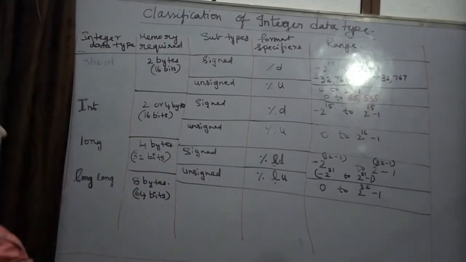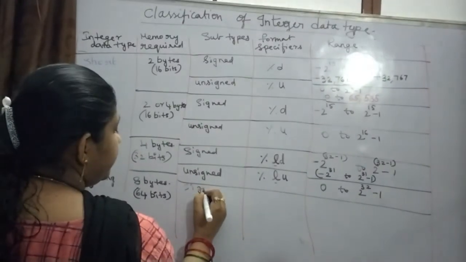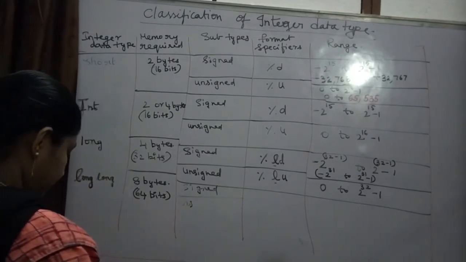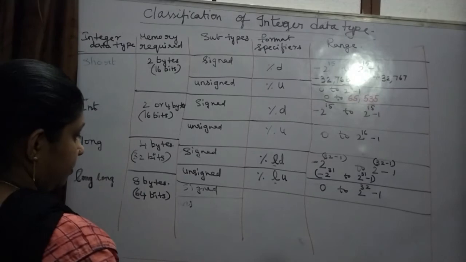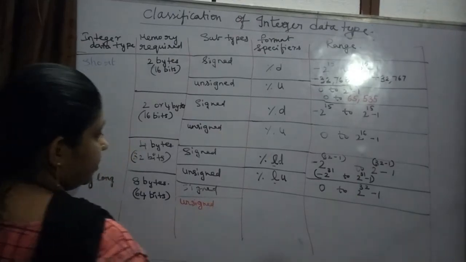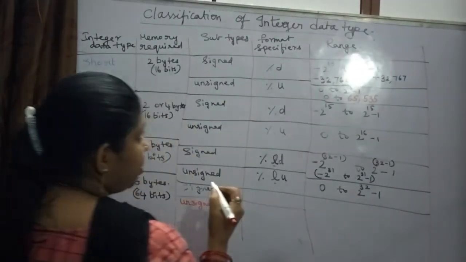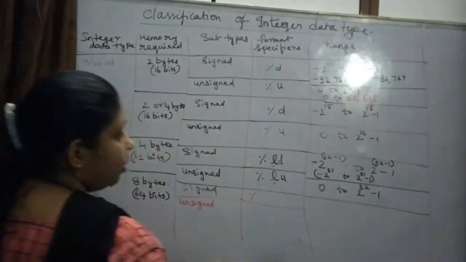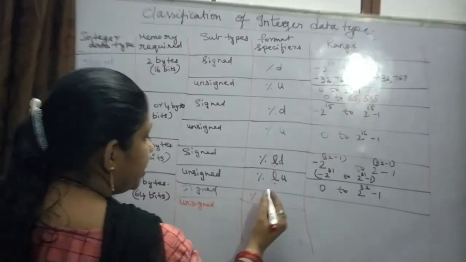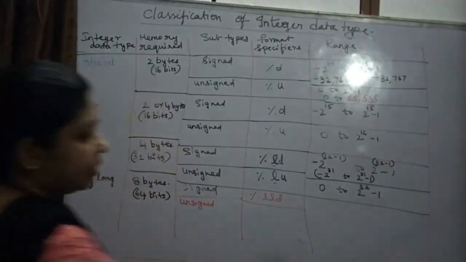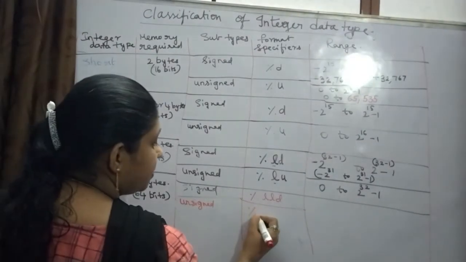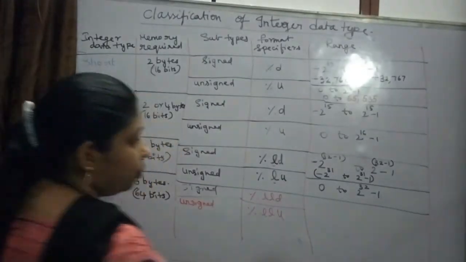Now again under this you have signed data type and again unsigned data type. With this, the format specifier will be percentile. Now what are you going to write here? For long, one L you have used. So here you will be using percentile LD, long percentile D. Now for unsigned you will be using percentile LU, right?